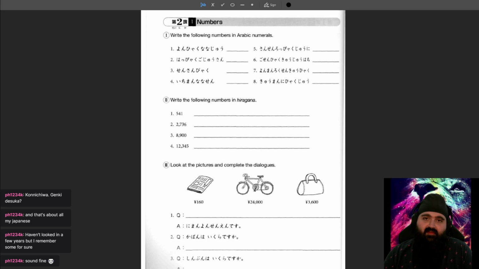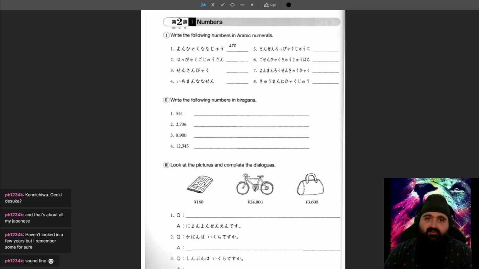So the first one is 470. So here I can type 400 means 400, right? So you have 400, and then 70, nana is 7, and then ju is 10. So 70 is 70. So 470, right? Not so bad.